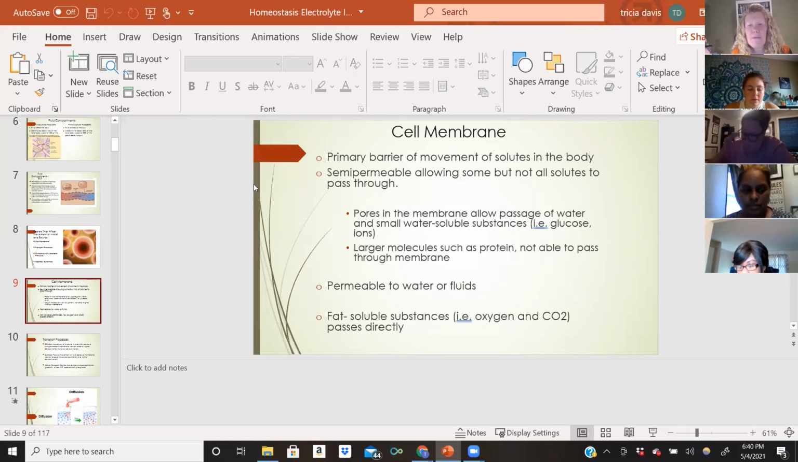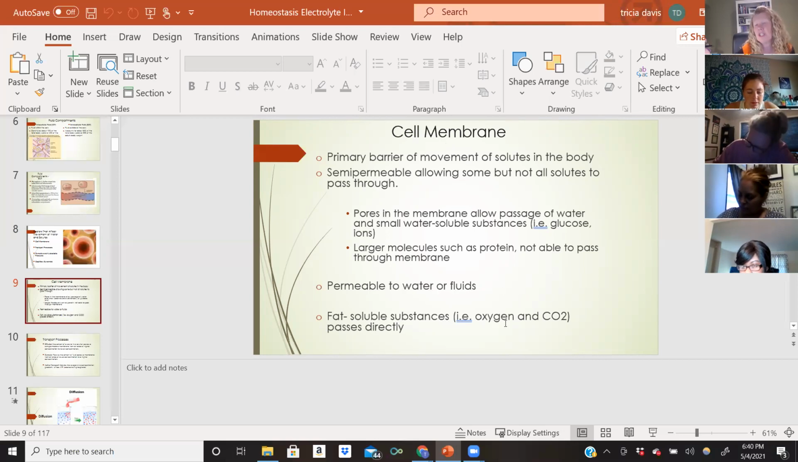Semi-permeable is our cell membrane. It allows some, but not all, solutes to pass through. The cell membrane has pores that allow passage of water and very small water soluble substances such as glucose and certain ions. Larger molecules such as certain proteins are not able to pass through that membrane because they're larger. The cell membrane is permeable to water or fluids and fat soluble substances.